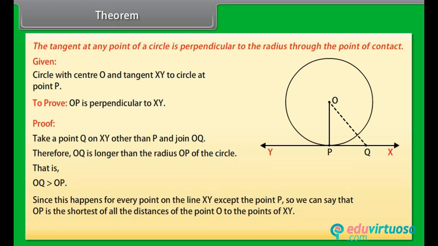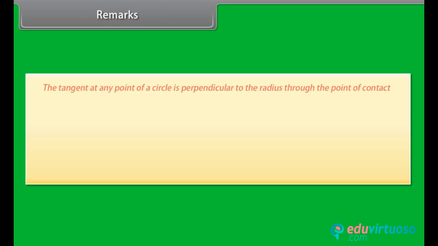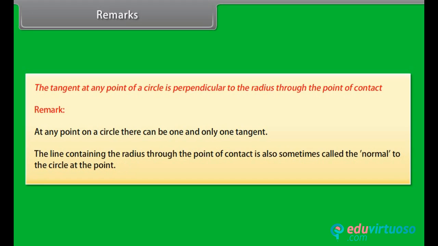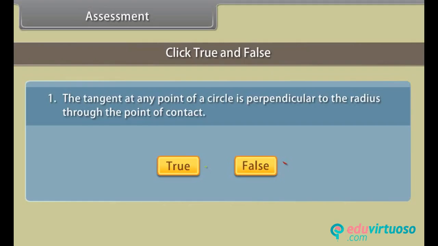Since this happens for every point on the line XY except the point P, we can say that OP is the shortest of all the distances of the point O to the points of XY. Hence, OP is perpendicular. Remarks. From this theorem, we can also conclude that at any point on a circle, there can be one and only one tangent. And the line containing the radius through the point of contact is also sometimes called the normal to the circle at the point.